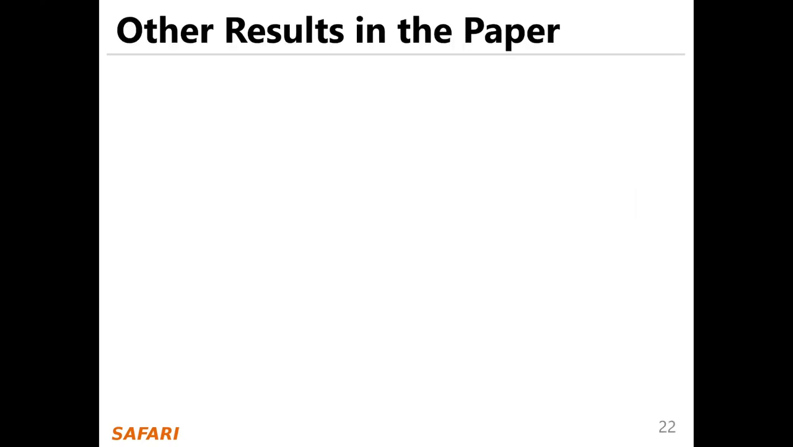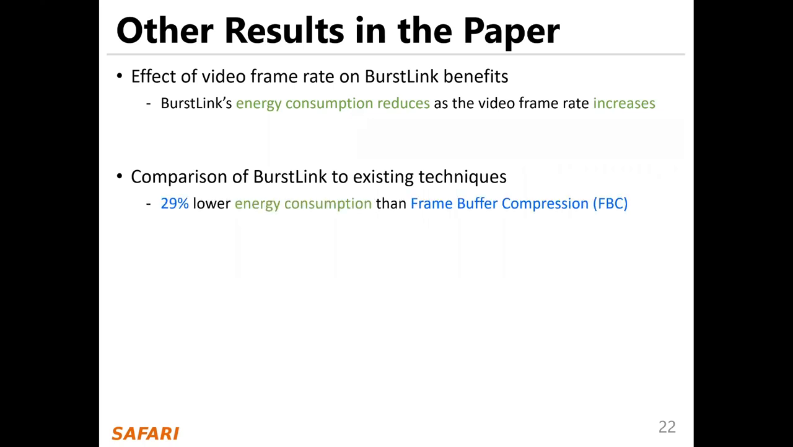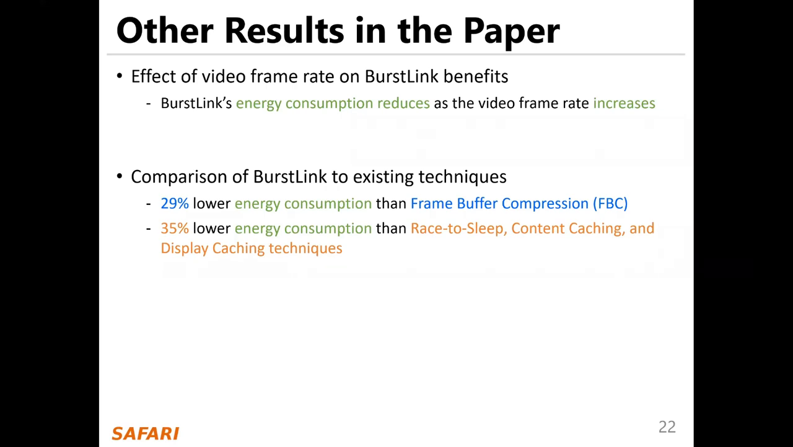There are other results in the paper. For example, effect of video frame rate on BurstLink benefits. BurstLink's energy consumption reduces as video frame rate increases. Comparison of BurstLink to existing techniques: 29% lower energy consumption than frame buffer compression, and 35% lower energy consumption than rest-to-sleep content caching and display caching techniques.